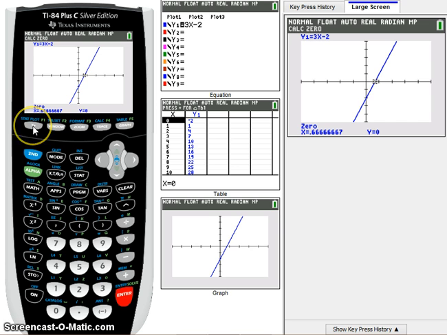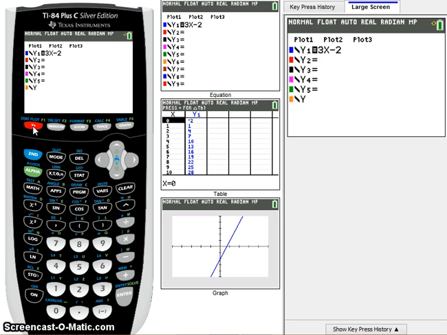Let's go back and graph one more line just for fun here. So I'm going to clear that line out. I hit clear. Let's put in a different line. Let's see if we can put in -0.5 x plus 4. All right. I'm going to enter that, and then I'm going to graph it.